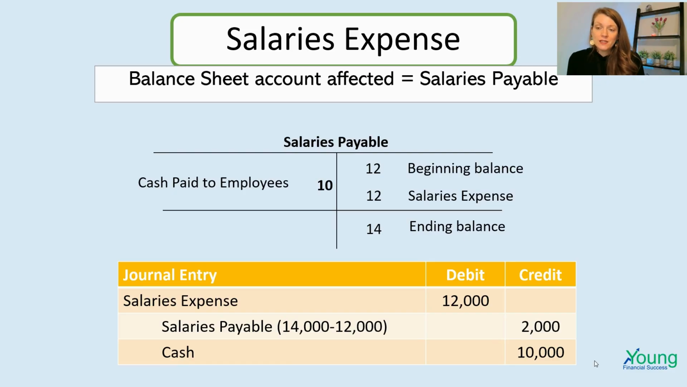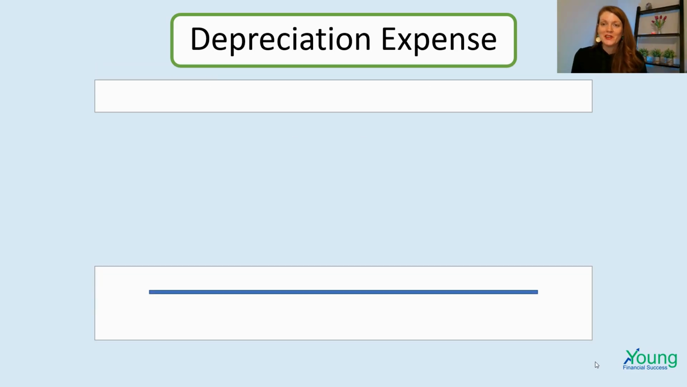So we debited salaries expense. We credit salaries payable for the difference between the beginning and ending balance. And then we are crediting cash for how much was paid out. Now that sounds a little bit confusing because you see a debit in cash here, but that's saying it went out of salaries payable, but the other side of that entry would have been it went out of cash with a credit. Okay, so now we're going to look at depreciation expense.